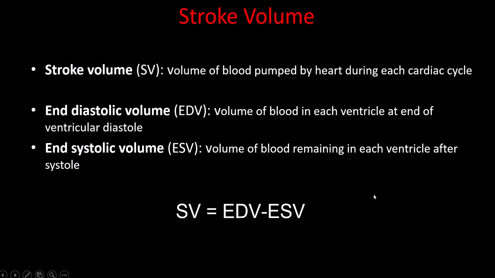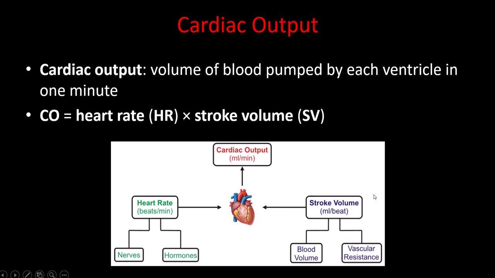The rest is then that stroke volume, the amount of blood that was pumped by the heart during that particular cardiac cycle. Now, cardiac output is actually the volume of blood pumped by each ventricle in 1 minute. So we take our stroke volume, the volume per cardiac cycle, and we multiply it by our heart rate in beats per minute. That gives us a cardiac output of milliliters per minute. So anything that makes either stroke volume increase or heart rate increase will lead to an increase in cardiac output.